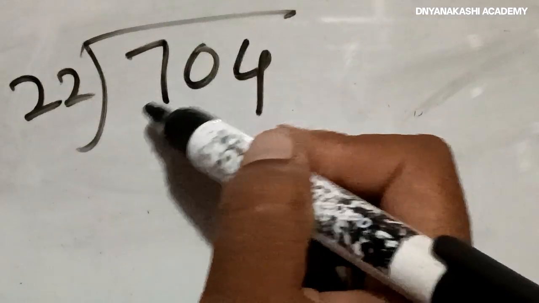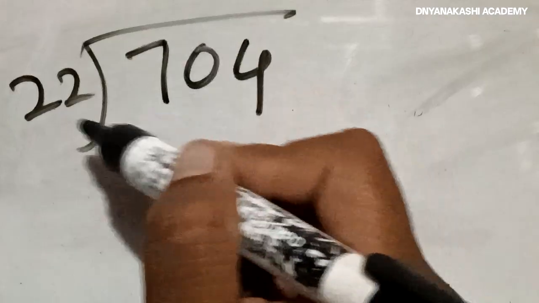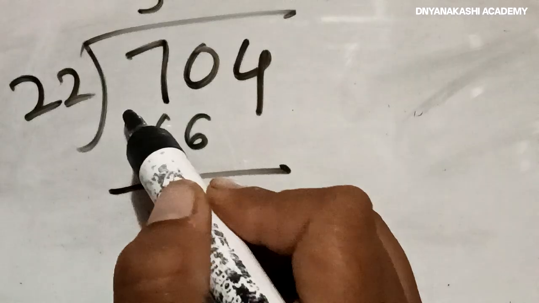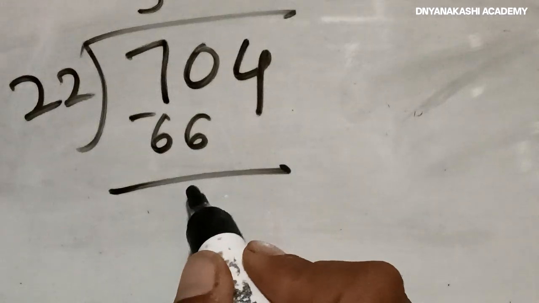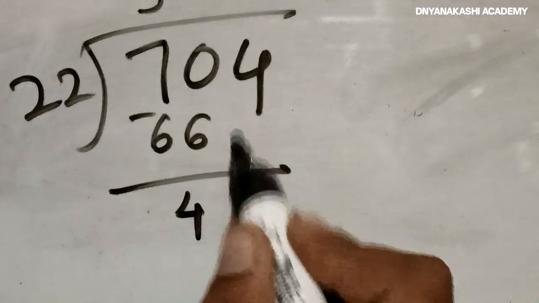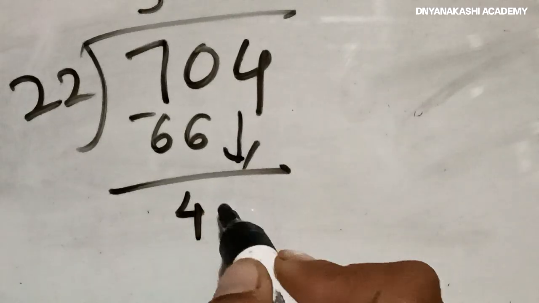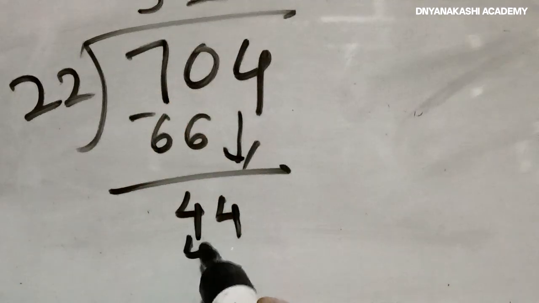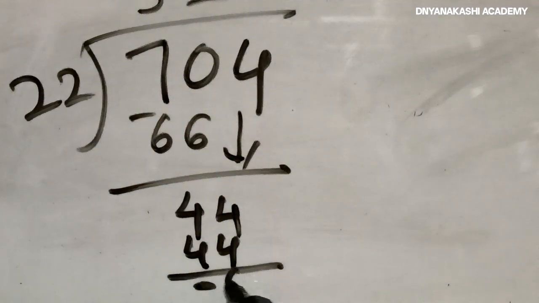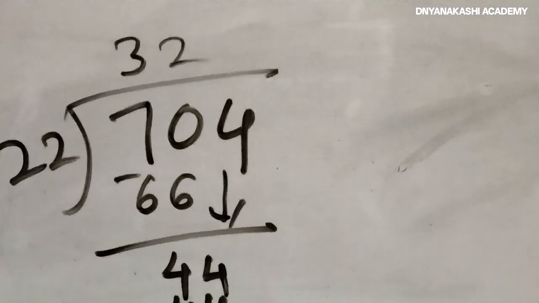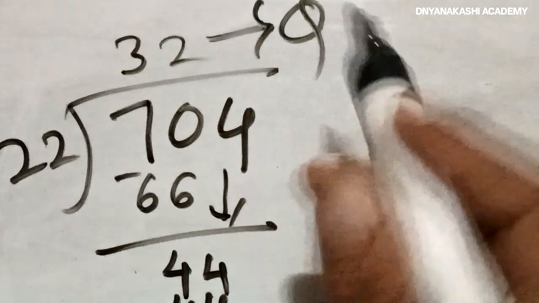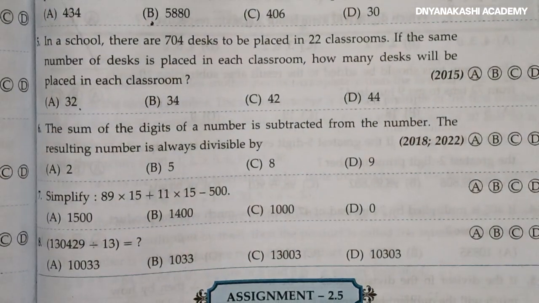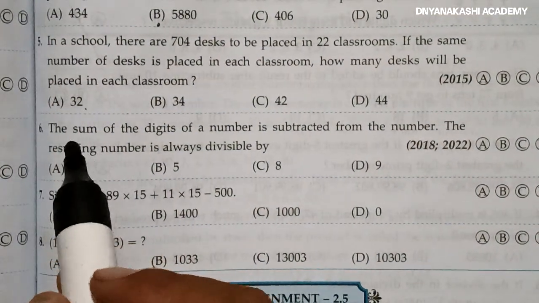22 ones are 22, 22 twos are 44, 22 threes are 66. Okay, 70 minus 66, we get 4 here, take 4 downside, and 22 twos are 44. Okay, this is the answer here. The answer is 32. In your options, 32 is there. Option A is correct here.